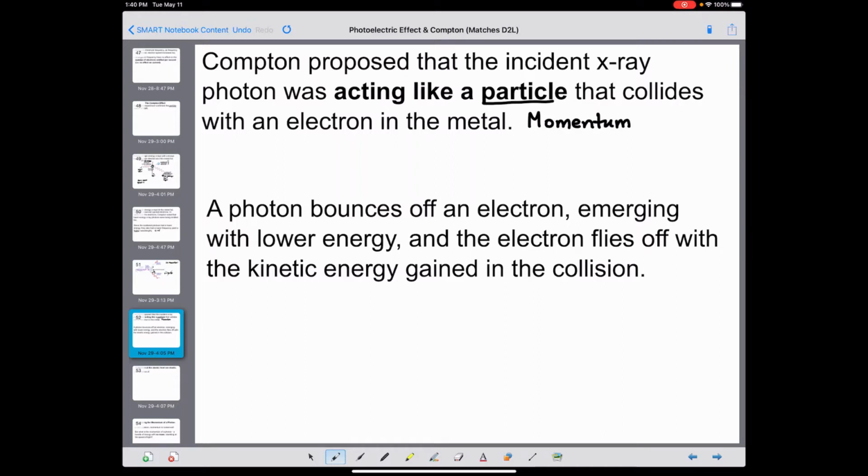in that collision that we just saw, it looks exactly like that collision we studied earlier this semester, where momentum is conserved. So he proposed that the momentum was conserved for the X-ray and for the electron. The other thing that we talked about earlier is that the photon is actually giving some of its energy to the electron. So the photon comes out of the collision with lower energy, and the electron gets that missing energy. And so what we can also say here is that energy is conserved.